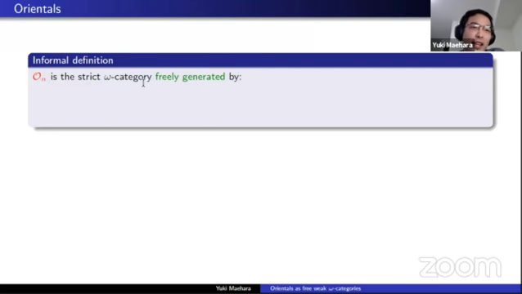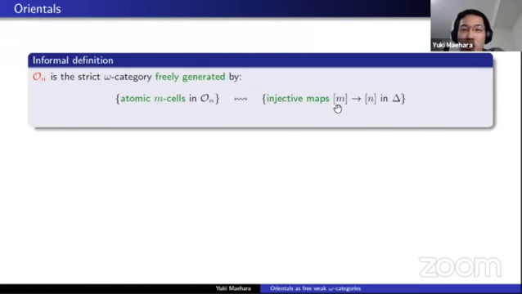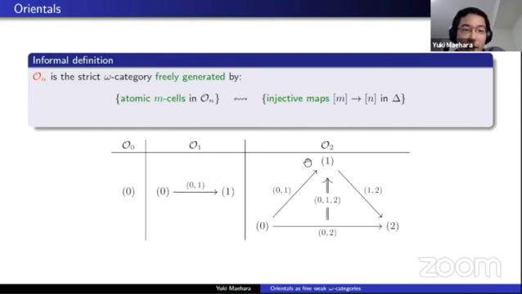Well, at least a little more precisely, this Oriental is freely generated by those atomic or generating m-cells, which are in bijective correspondence with the injective maps from [m] to [n] in Delta. Here are the pictures of the Orientals up to dimension 2. So, in dimension 0, there's only one injective map into [0], namely the identity, which gives us this single 0-cell. So, O_0 is just a terminal omega category.